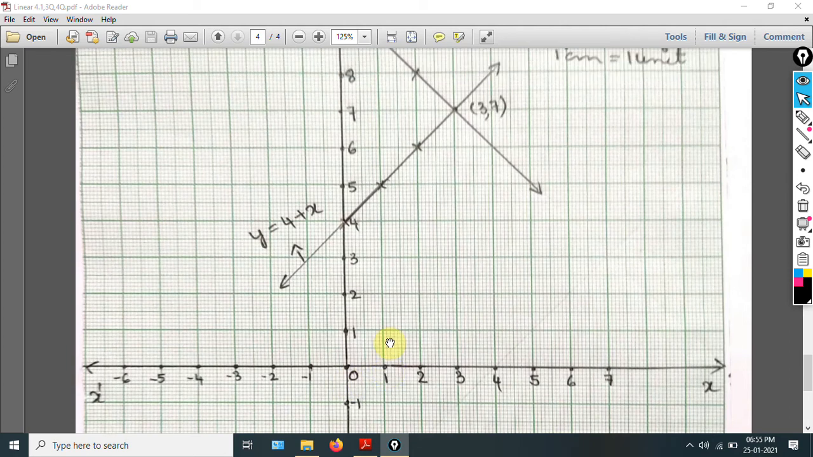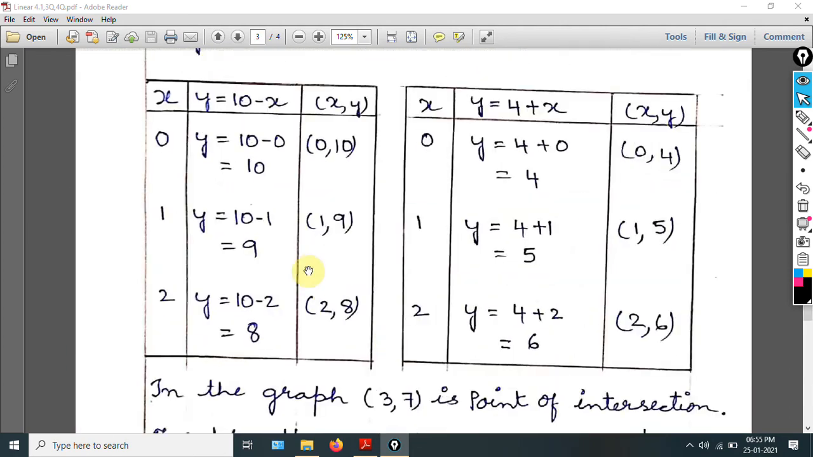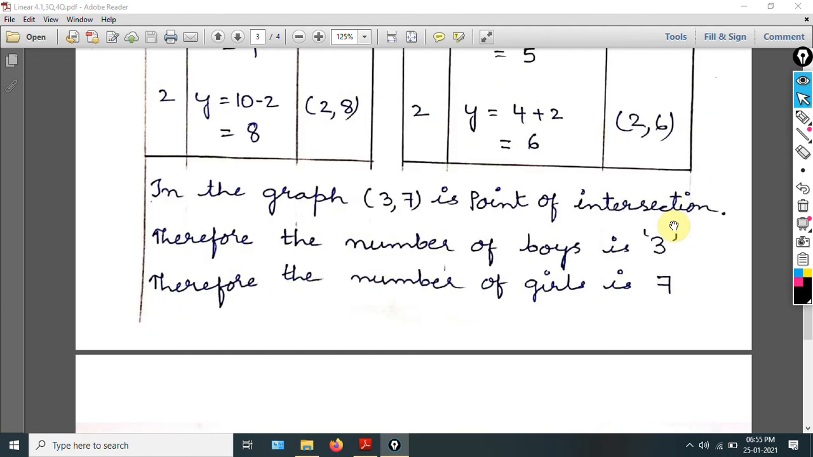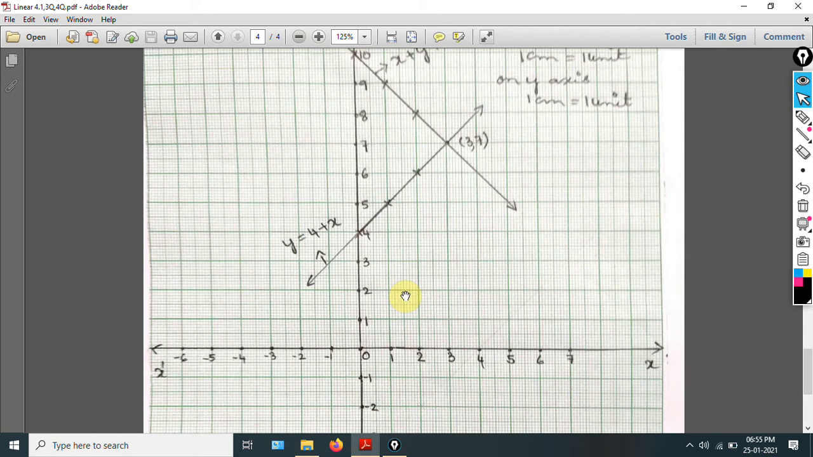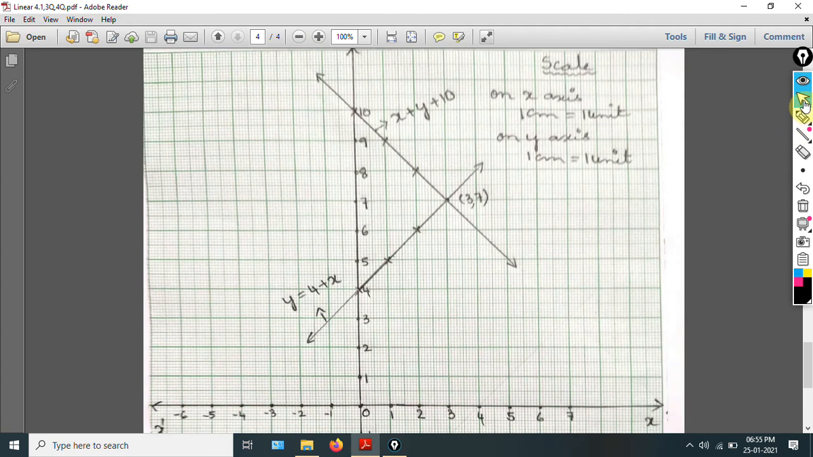Okay. So now we will see the points. What are the points? 0 comma 10 is the first point. Okay. So here what we will do? Here we will write the point first. 0 comma 10 we got. Okay. So here I am writing 0 comma 10.